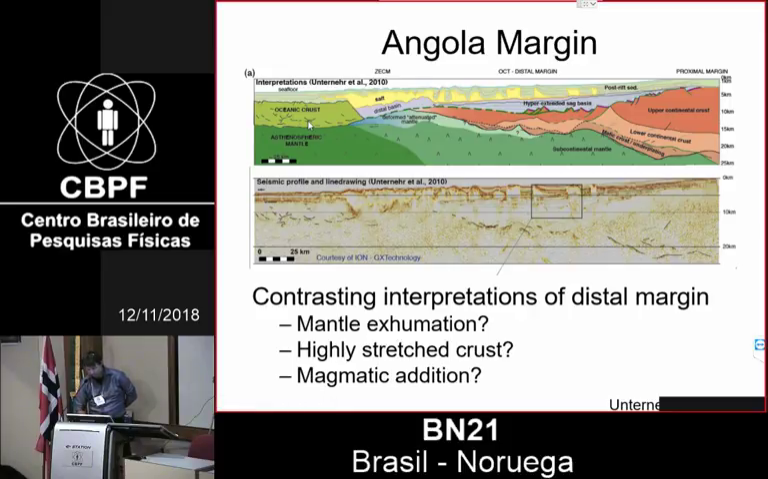Now, I should note that there's basically very little constraint in the seismic image here on what's exactly happening over here. It could be mantle exhumation, but it could also be highly extended crust, or it could be magmatic addition.